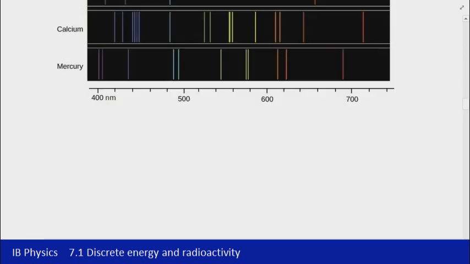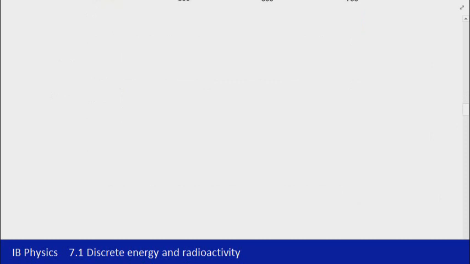Now the flip side of this is that while we've got emission spectra, we have sort of the same situation but in reverse. So if we were to shine white light, white light being that spectrum at the top, all of the colours of the rainbow, through an element in its gaseous state. It doesn't really work when it's a solid, we need light to be able to pass through it.